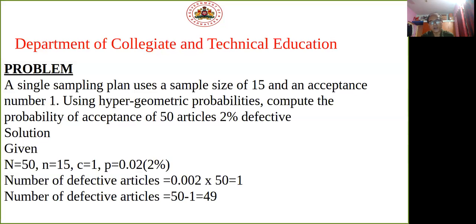Now the total number of articles is 50. The producer is saying that there may be one defective. So we can say that the non-defective items, or the good ones, will be 49. There are 49 items that are good. So now we'll solve this problem.